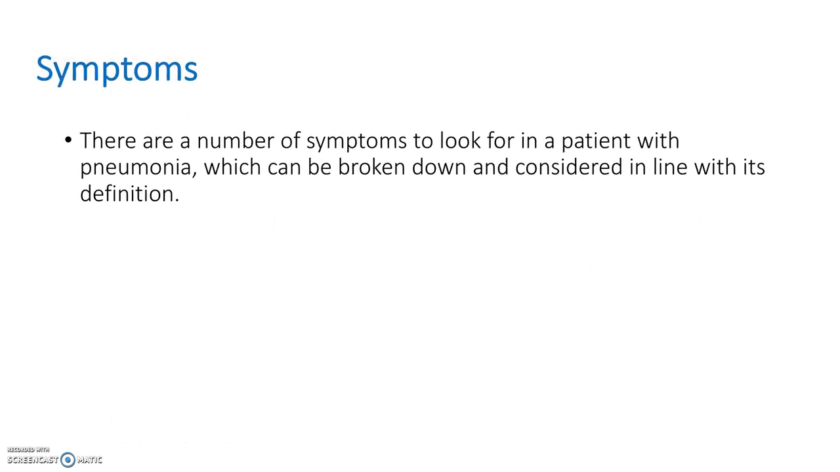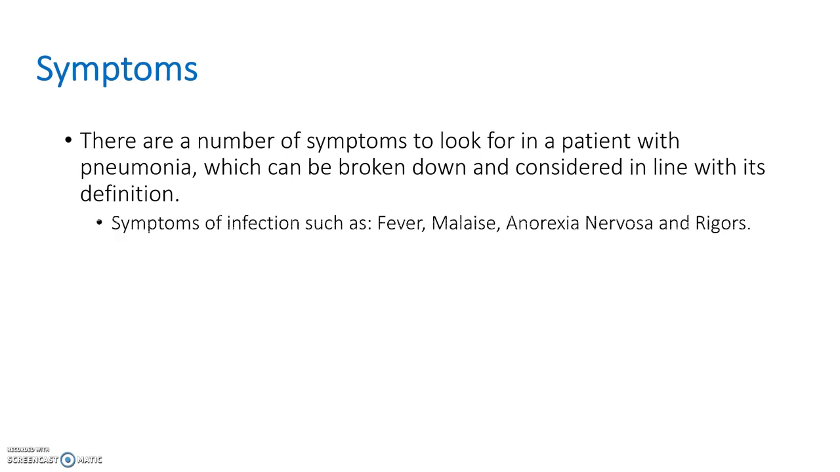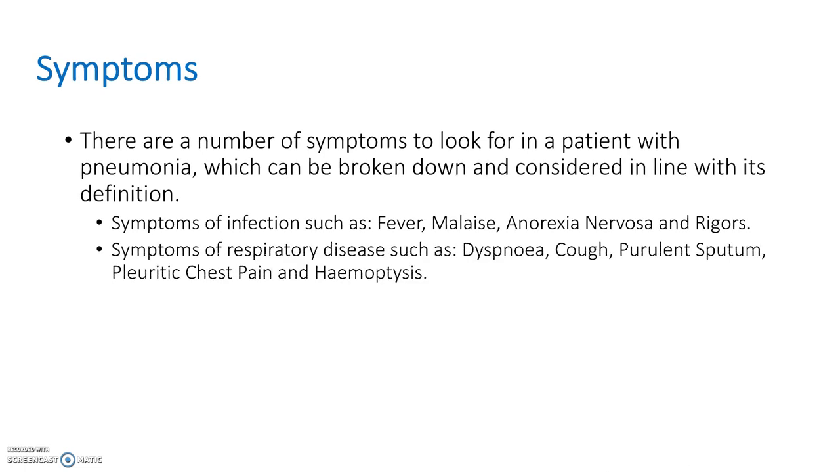Symptoms. There are a number of symptoms that you might see in a patient with pneumonia. A good way to think about them is linking them to the pathophysiology underpinning the condition. So knowing that it's infective, it would be common to see fever, malaise, anorexia, so a loss of appetite, and rigors. And then knowing that it affects the respiratory system, it's common to see the patient report dyspnea, a cough, purulent sputum, and pleuritic chest pain. You may potentially see hemoptysis as well, although it's probably a little more worrying.